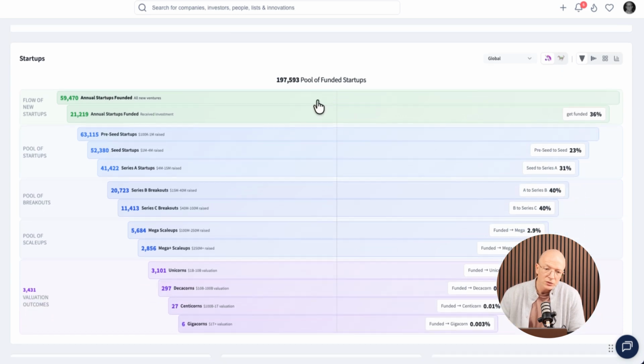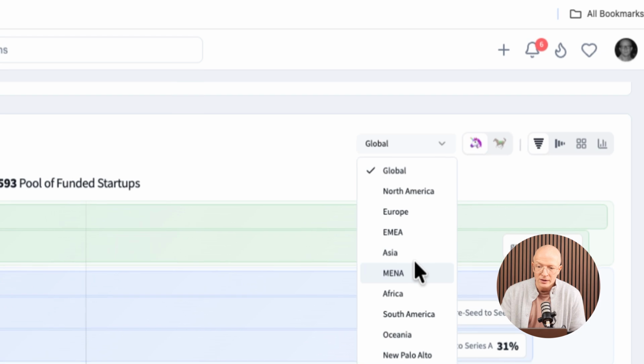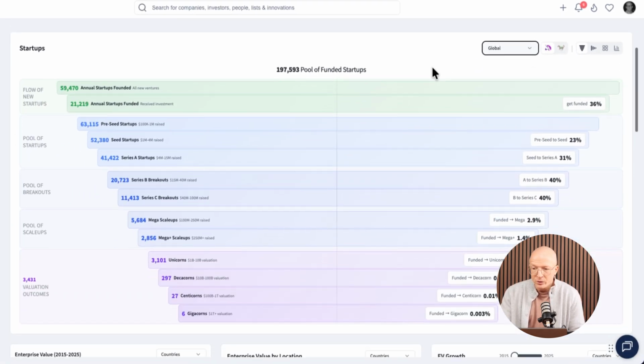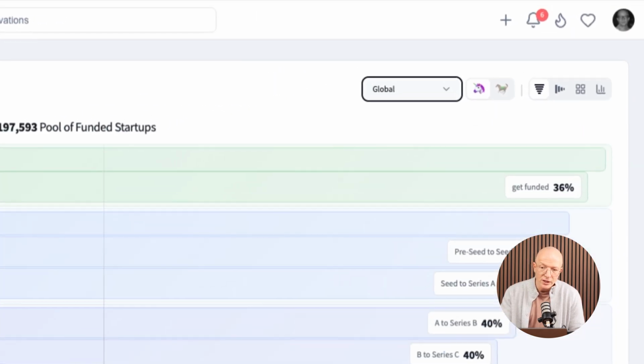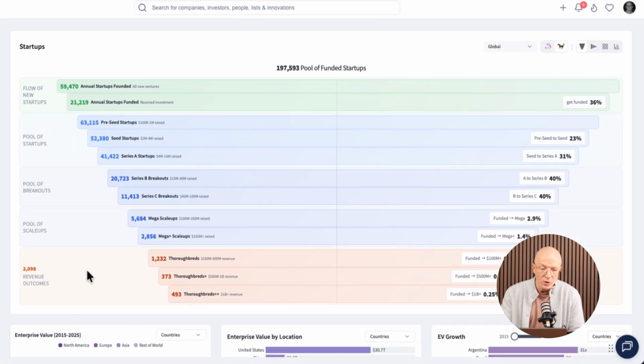Then comes the main funnel itself, where you can see the flow of new startups, the pool of startups that have actually gotten funding. So you can see at each stage how many startups there are in the world. And with this little drop down, you can also zoom in on specific regions, such as Asia or Middle East and North Africa. You can also, instead of treating unicorns and decacorns as the outcome, click on this little icon to see where the thoroughbreds are. So these are companies with more than 100 million in revenue.